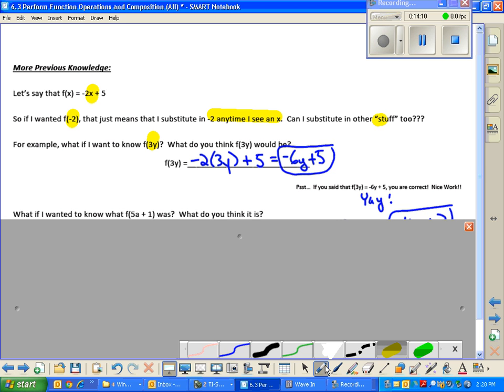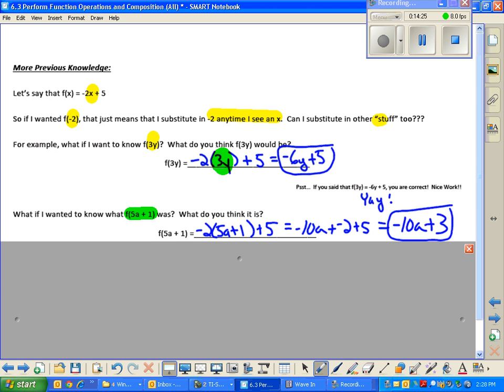Like this time around, let's say I'm going to plug in 5a plus 1 instead. So instead of plugging in 3y, like you did up here, wherever you see x, you would plug in 5a plus 1. Ultimately, you would get -2 times the quantity of 5a plus 1 plus 5. And then you could simplify that by using your distributive property, and it would simplify to be -10a plus 3.